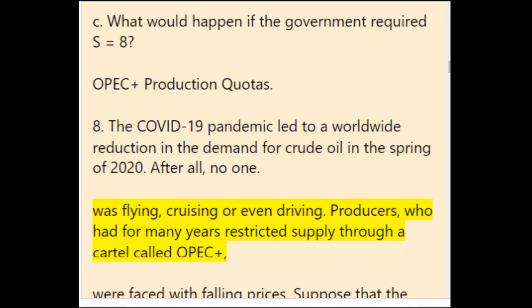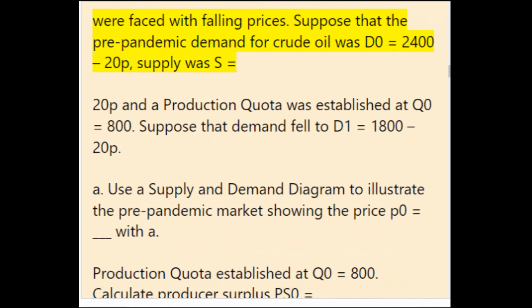Producers, who had for many years restricted supply through a cartel called OPEC plus, were faced with falling prices. Suppose that the pre-pandemic demand for crude oil was D0 = 2,420 - p, supply was S = 20 + p, and a production quota was established at Q0 = 800. Suppose that demand fell to D1 = 1,820 - p.